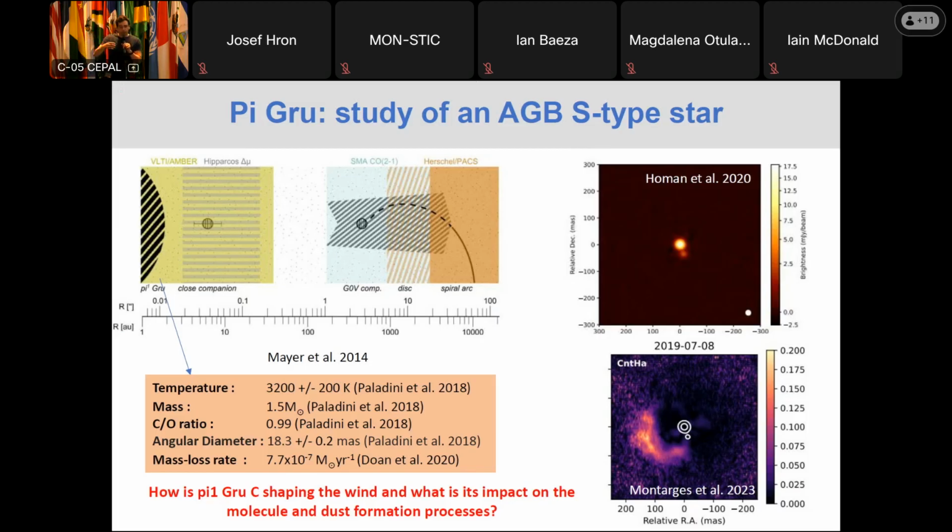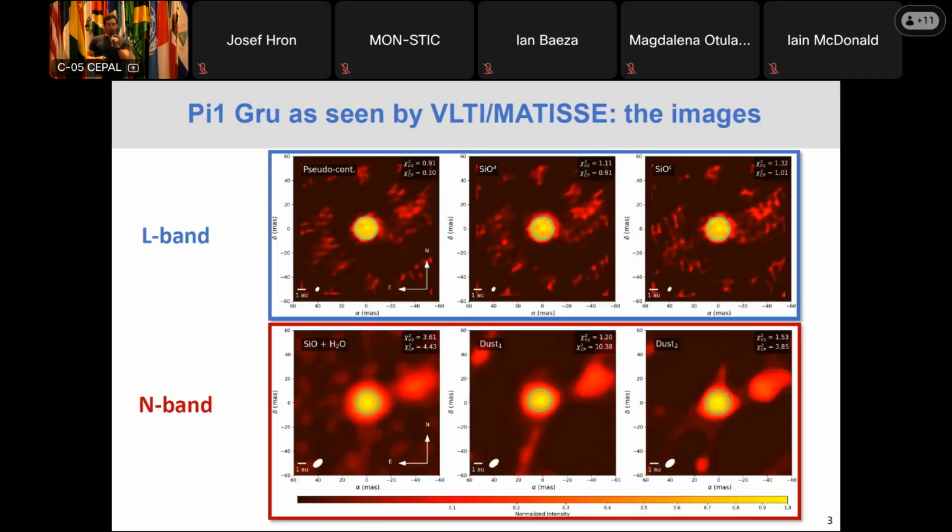So the question that we are asking and the information that we are missing is how this third companion, we call it Pi1 Gru B, is in fact changing the way that the molecules and the dust are formed in the close environment of this star. This is a question that we want to ask with the MATISSE observations. That's why we provided images. So these are the MATISSE images that we have.